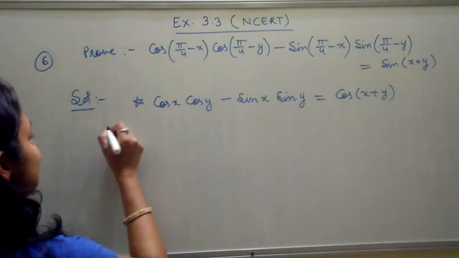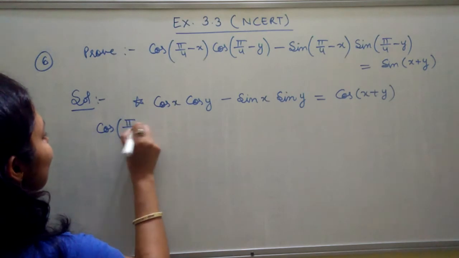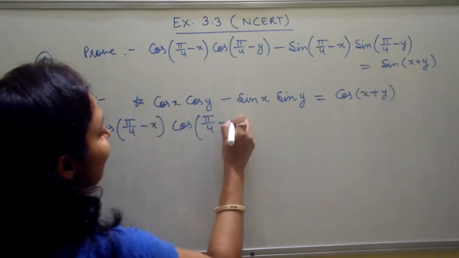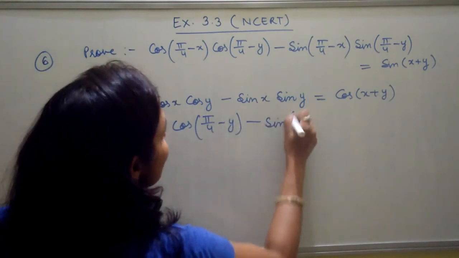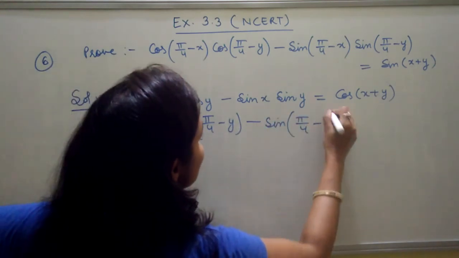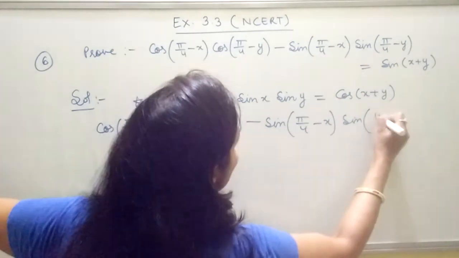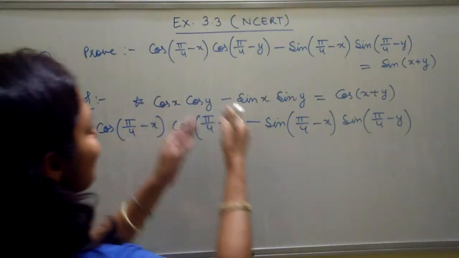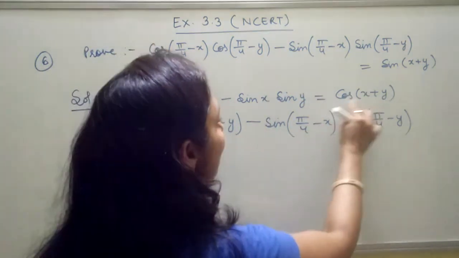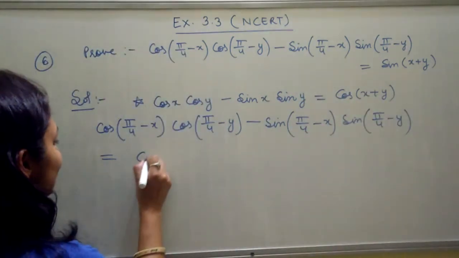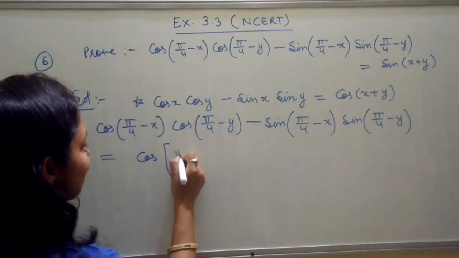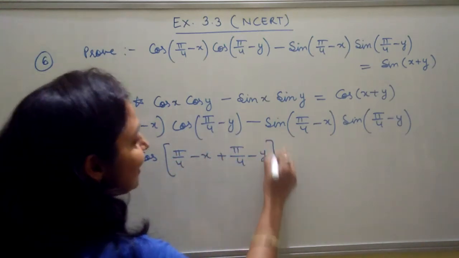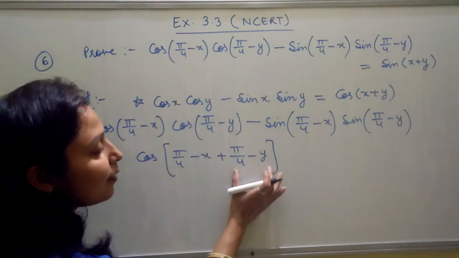So I will start: cos(pi/4 - x) cos(pi/4 - y) minus sin(pi/4 - x) sin(pi/4 - y). I will write the identity like this: cos x cos y minus sin x sin y is cos(x + y). Okay, this is cos of the sum. Is it right? This full term is x, this full term is y.